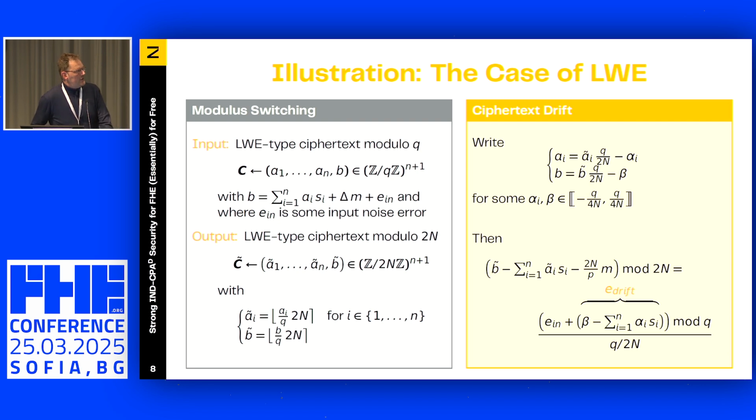So if you now look at the rounding error, you can always write all those alpha_i, the rescaled one, so A_i tilde times Q over 2n minus some rounding error alpha_i, same for B. And if you now look at the error you get at the end, of course there is the input error that is there, plus an additional one that is the drift error. So beta minus the sum of alpha_i times s_i. Okay? So the goal is to try to minimize that error.